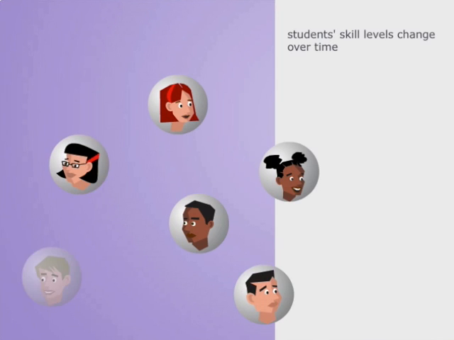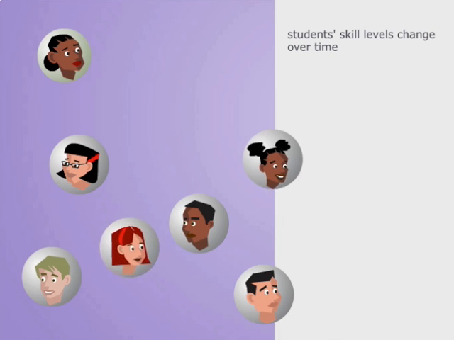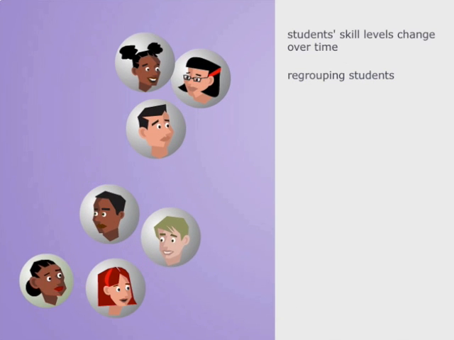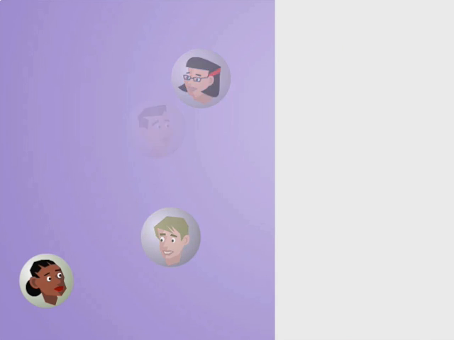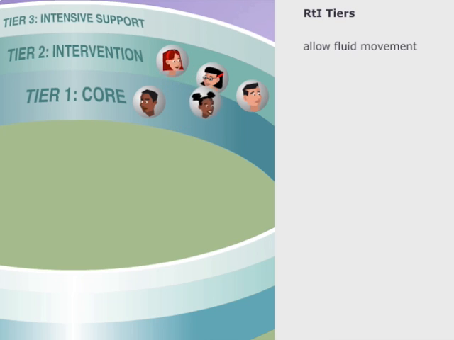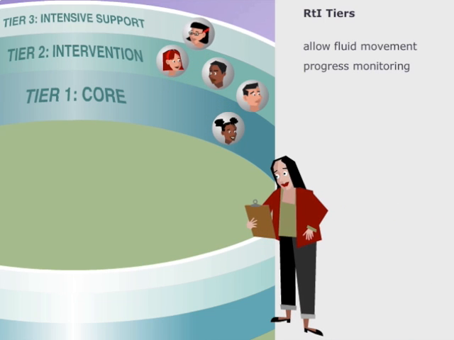Since student skill levels change over time and in varying degrees, progress monitoring data can help to regroup students receiving Tier 2 instruction so that they are placed with others who have similar skill development needs. Regrouping should occur approximately every 6 weeks. RTI tiers are not meant to be rigidly defined groupings of students. Rather, any well-designed RTI program should allow for fluid movement across tiers. Progress monitoring allows teachers to determine when students are ready to be assigned to a new tier.